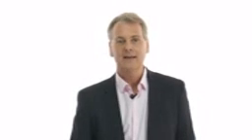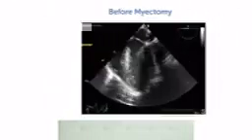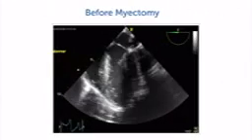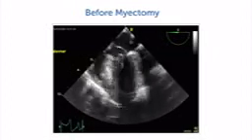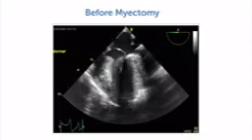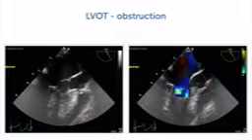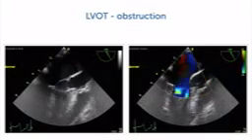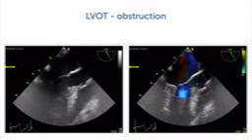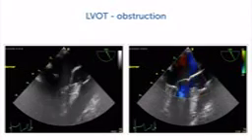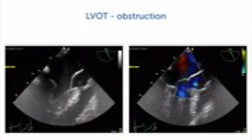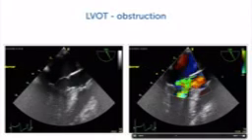One can see the SAM phenomenon not only with transthoracic echo, but also with TEE. Bruno, can you comment on this? Yeah, this is another SAM phenomenon in a patient before myectomy, and you can see the movement of the anterior leaflet of the mitral valve. And in these other patients with an LVOT obstruction, we can see the same SAM phenomenon. The left ventricle is almost empty, and you see a lot of turbulences with color Doppler.